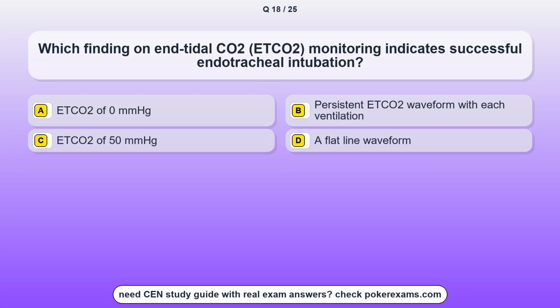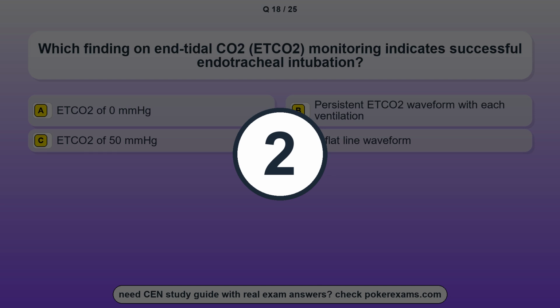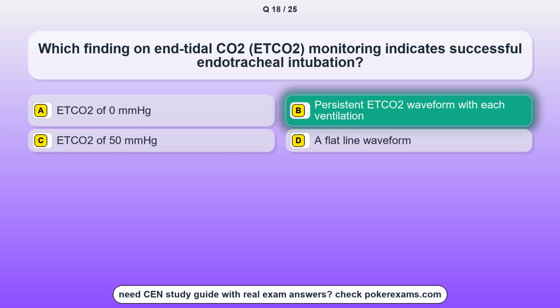Question 18. Which finding on end-tidal CO2, ETCO2, monitoring indicates successful endotracheal intubation? Option A ETCO2 of 0 mmHg, Option B persistent ETCO2 waveform with each ventilation, Option C ETCO2 of 50 mmHg, Option D a flat line waveform. The correct answer is Option B, persistent ETCO2 waveform with each ventilation.